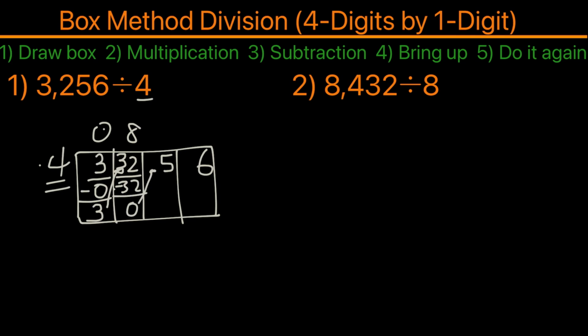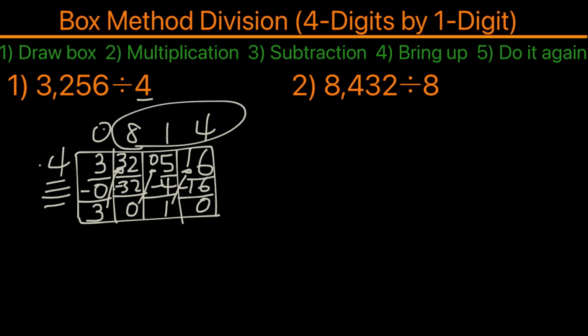And so if we bring up the 5, we have 5 divided by 4, and 4 times 1 is 4. And 5 minus 4 equals 1. So then we'll bring up the 6, and the final value will become 16. And 16 divided by 4, 4 times 4 is 16. So we'll place 16 here. Then we take 16 minus 16, which becomes 0. And then we're done here. So the answer for the first example is 814.